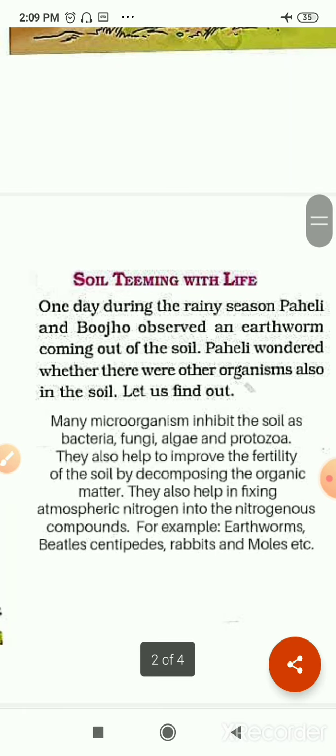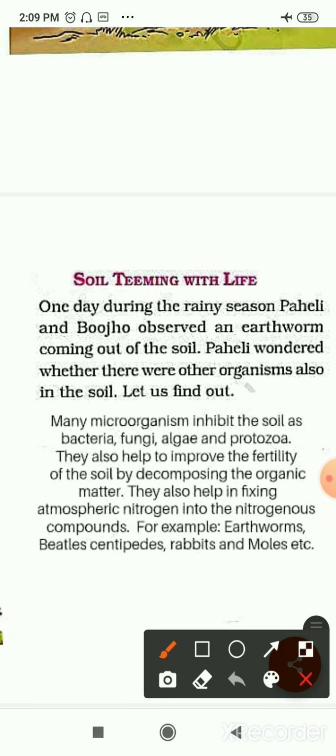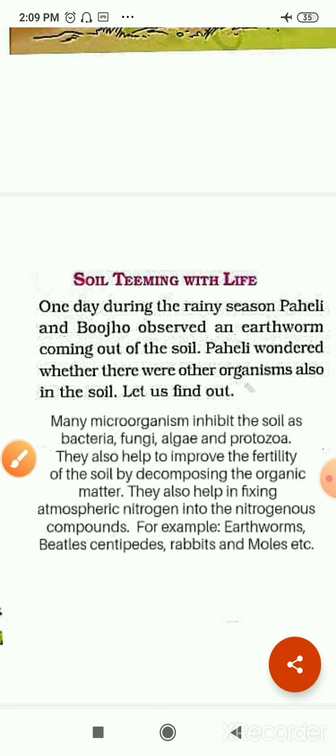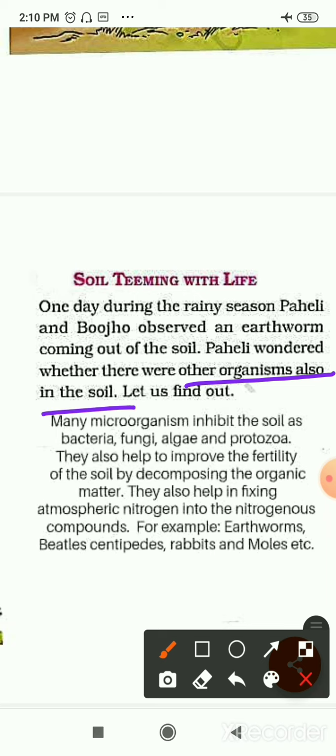Okay, then soil teeming with life. What's the meaning of this statement? It means there are a number of organisms which live in it and keep moving around in it, so it is rich in many microorganisms as well as other organisms, right? Then one day during the rainy season, Paheli and Bujo observed an earthworm coming out from the soil. Paheli wondered whether there were other organisms also in the soil.